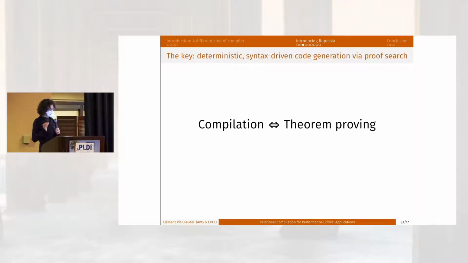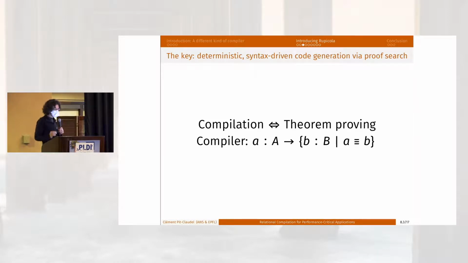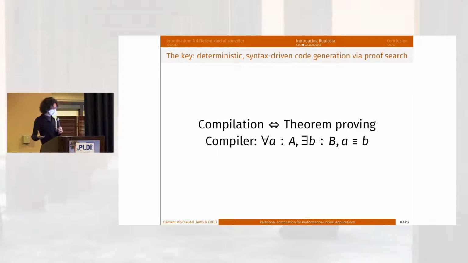The key idea in Rupicola is that we can recast each compilation task in terms of proving a theorem. Concretely, a typical compiler is a function from some language A to some language B. That function is correct if it produces outputs that have the same semantics as the inputs. Having such a function is the same thing as having a proof that for all A's, there is a B with the same semantics as the original A. That's essentially Skolemization.